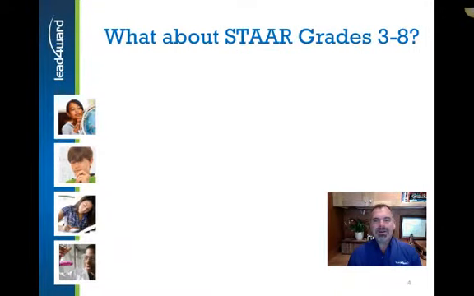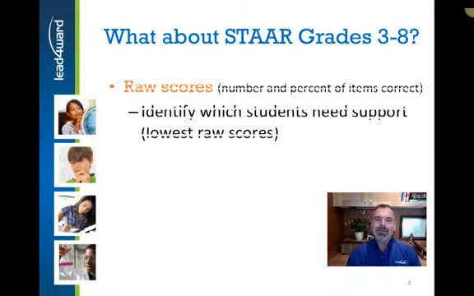What do we know about STAAR in grades 3 through 8? Well, we know two things. We've got data. The first data piece that we have are the raw scores. We know the number of items a student got correct, and we can convert that to a percentage. When we do that, we can identify which of our students we know for sure are going to need support. For example, if a student got 20% of the items correct, I'm almost sure that student is going to need support. If a student got over 80, 90% of the items, that student may have some gaps, but that student did fairly well. So we have raw scores.